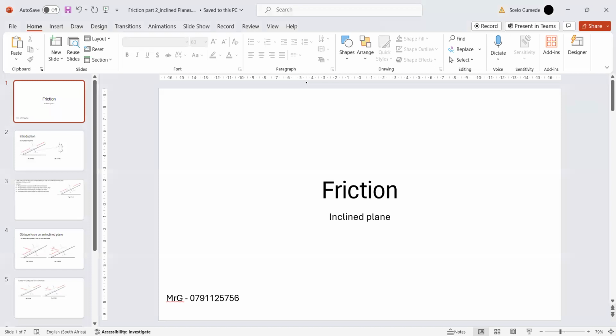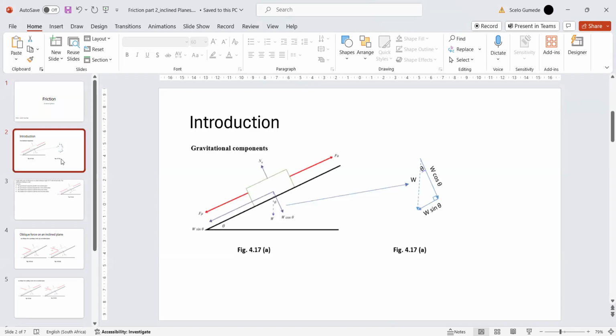Okay, let's go to part 2 of this. Now we are looking at friction of objects that are going up or down an inclined plane. So this is how an inclined plane is going to look. So you've got this object at an angle of theta.